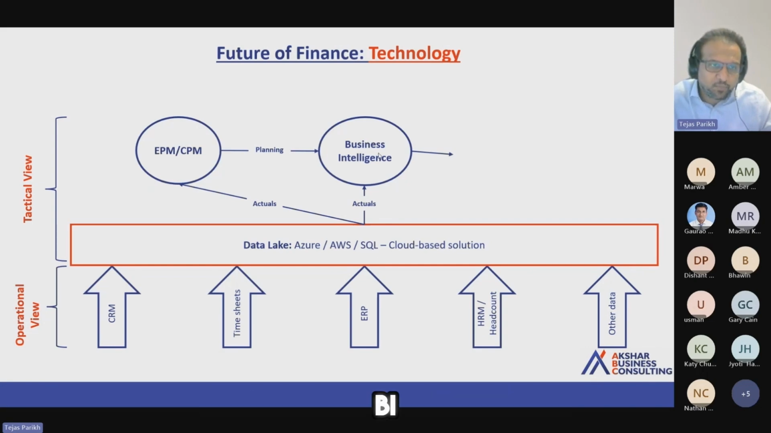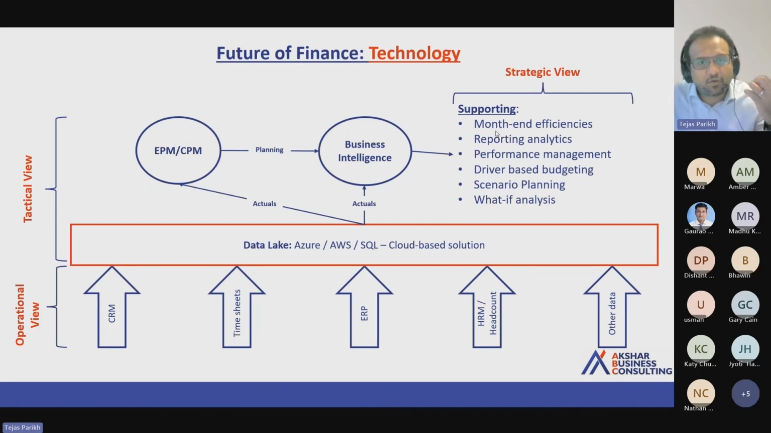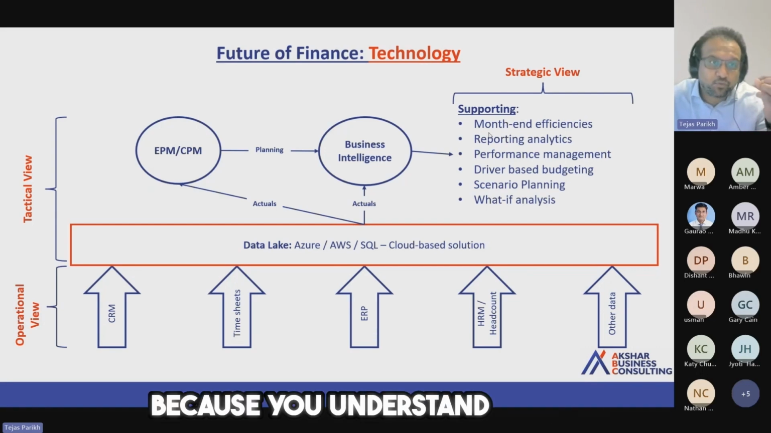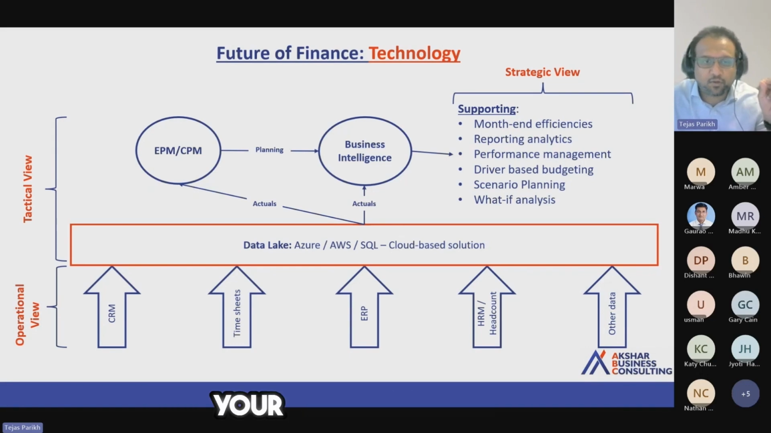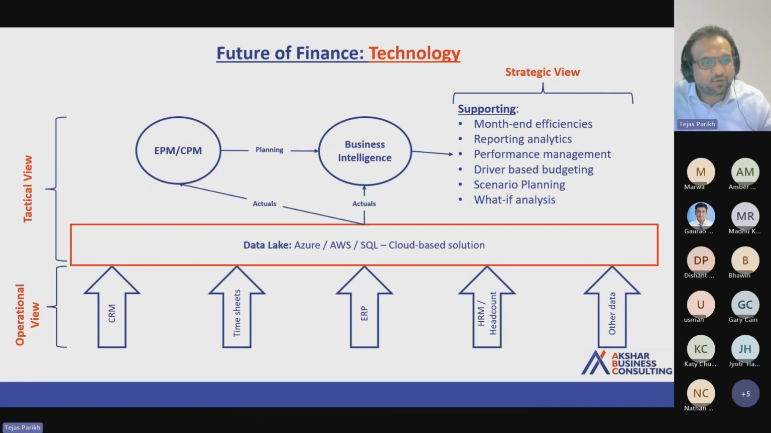And then take it into your BI, a Power BI kind of tool, ideally into a CPM tool as well, because budgeting in Excel is not the ideal way forward. That helps you with efficient month-end reporting, analytics, performance management, and driver-based budgeting, because you actually understand the drivers behind your forecast and your financial numbers. So that is our recommended data architecture. If anybody wants to listen in a lot more detail, please reach out. I'm very, very happy to talk about this all day because we've seen a lot of success with our clients when they have gone down this path.